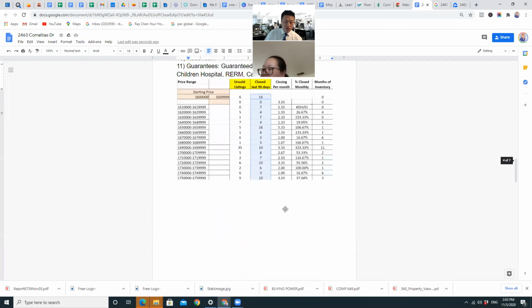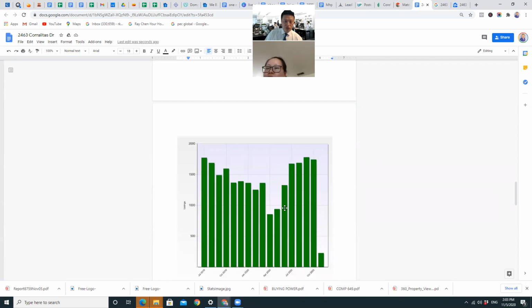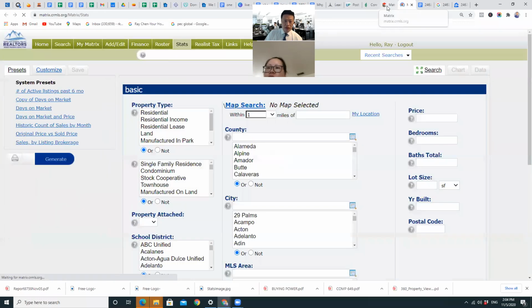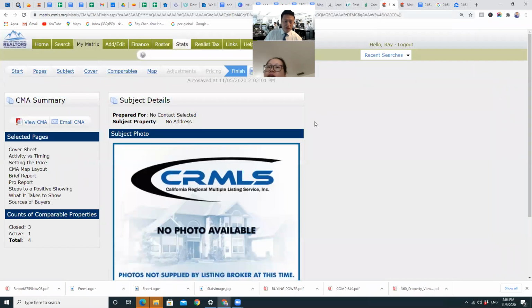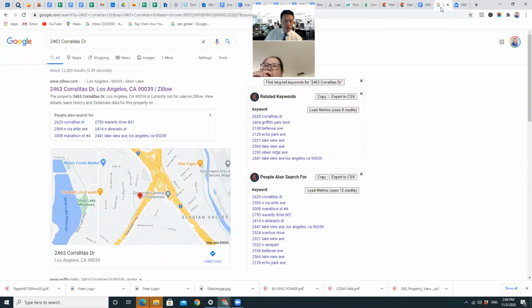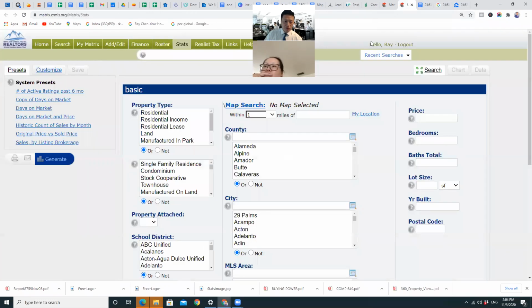The next thing we're going to go over is the market map. We don't want this kind of picture because this shows it's actually growing. Let me show you how to do it. Los Angeles is very big, so you cannot put in Los Angeles, you've got to put in the zip code. What's the zip code? 90039. Los Angeles is many mini markets, and every zip code is different.